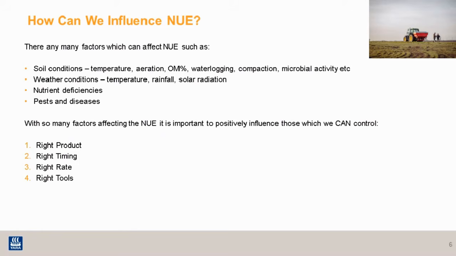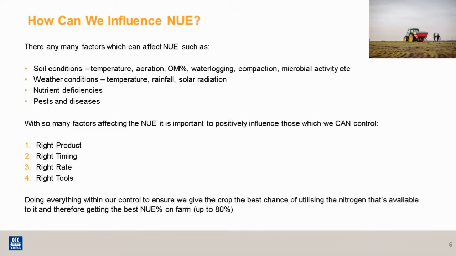So when we've done all we can in terms of the good agricultural practice, then the next step is really to use the tools that we have available. And that's where you can really start to see some bigger gains in the nitrogen use efficiency and get up to those 80% kind of values.